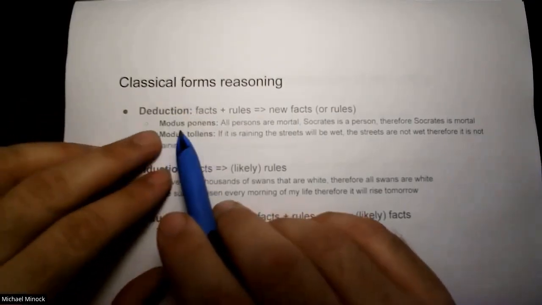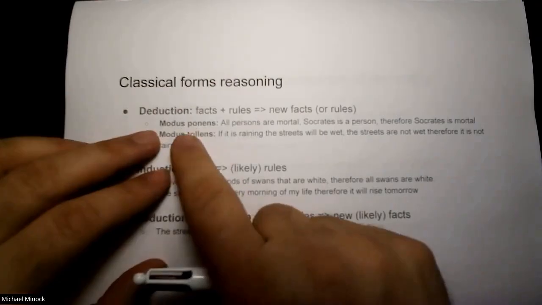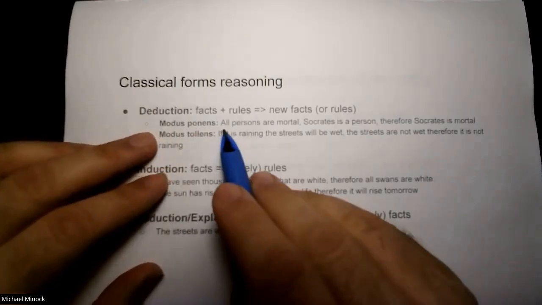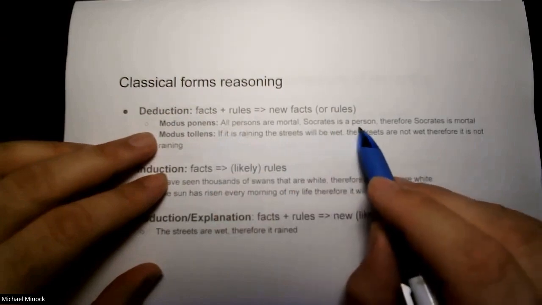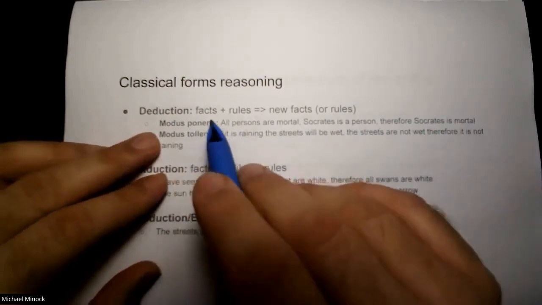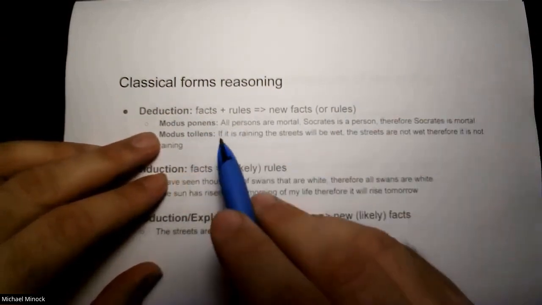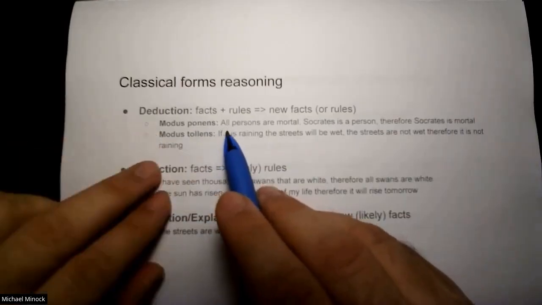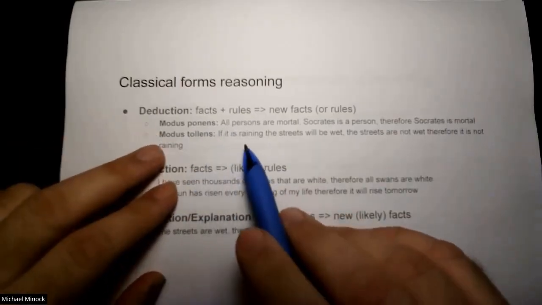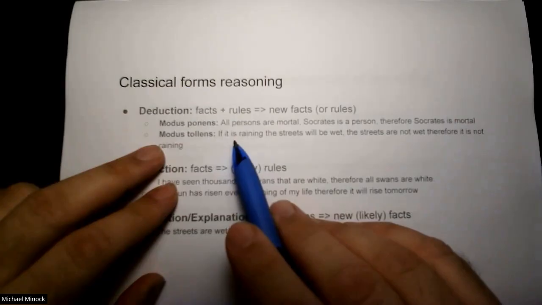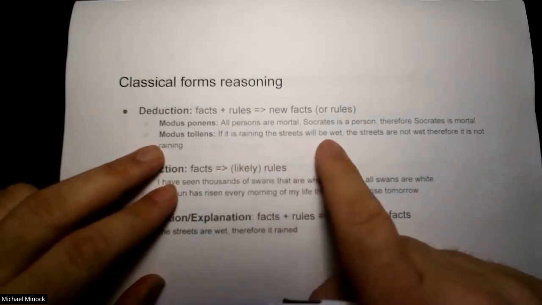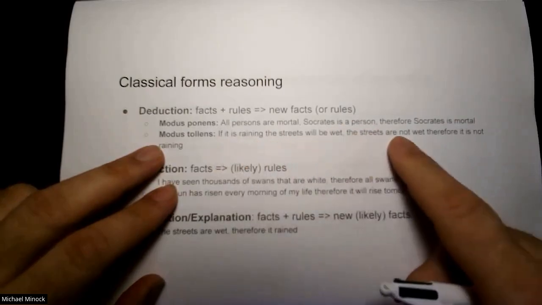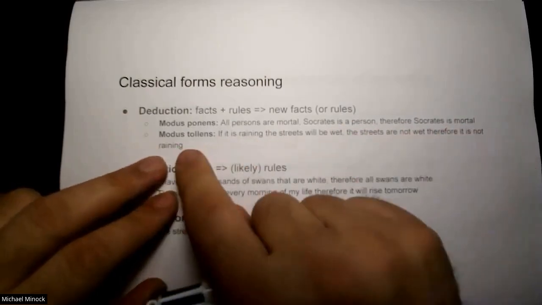But usually the kind of examples that come up is modus ponens, which is basically, you've all seen this, I'm sure: all persons are mortal, Socrates is a person, therefore Socrates is mortal. So that's going in this forward chaining direction with deduction. And then modus tollens goes in a backward chaining direction. It basically says that, well, if it is raining, the streets will be wet. The streets are not wet, therefore it is not raining.